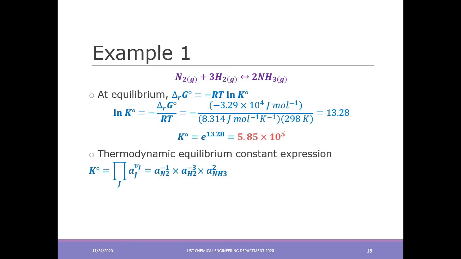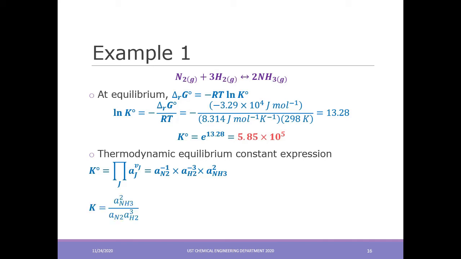K0 is defined as the pi function of the activities of the reaction substances raised to their respective stoichiometric coefficients. It is important to make sure here that the chemical equation you're working with is balanced properly. So K0 is equal to the activity of N2 raised to negative 1 times the activity of H2 raised to negative 3 times activity of ammonia raised to positive 2.